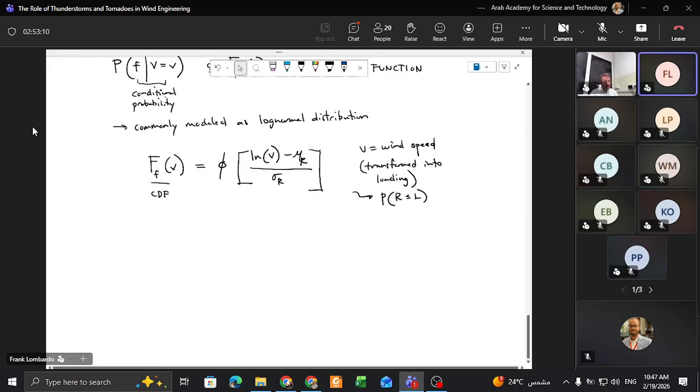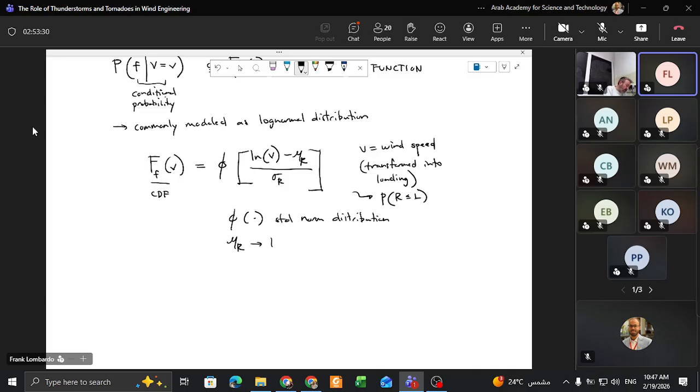Okay, so as that wind speed gets higher and higher, that probability is going to get higher and higher. A couple things on this. Again, this is the standard normal distribution. Mu R here is the log median of resistance, and the standard deviation is the log standard deviation of resistance.